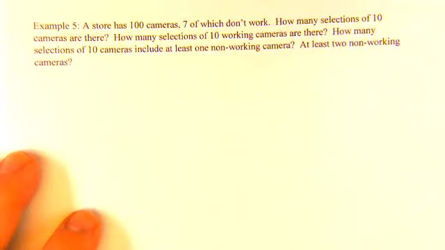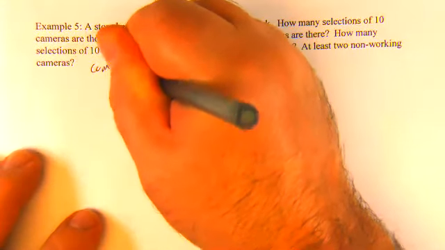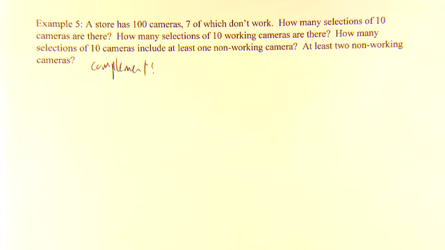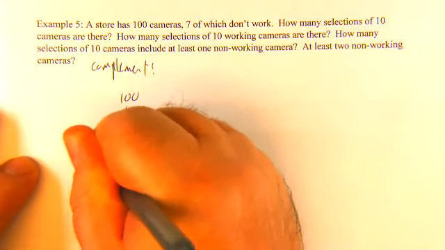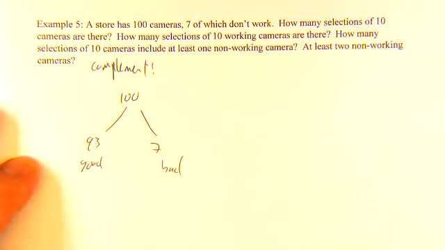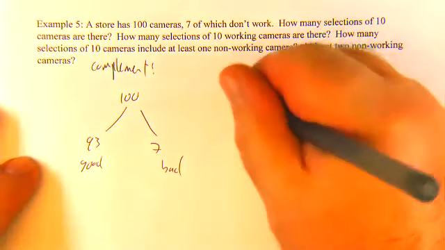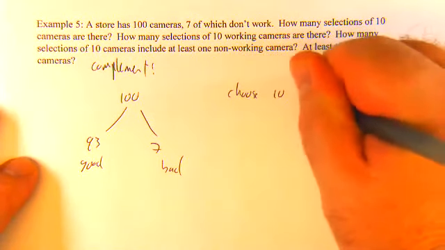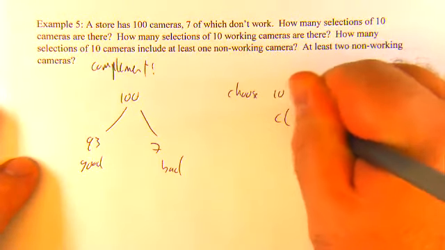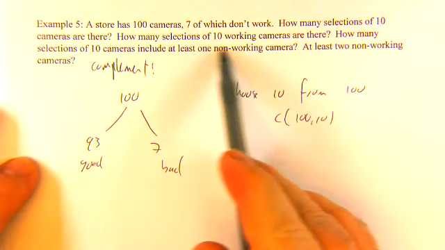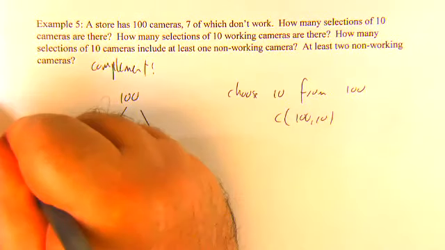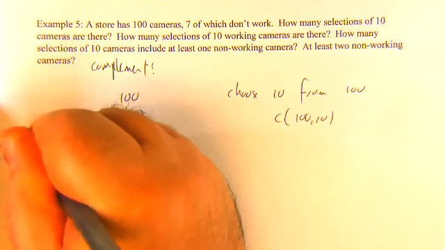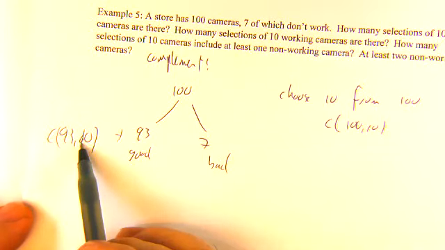Okay, and finally, this is another complement problem. 100 cameras, 7 of which don't work. So we have 100 cameras, 93 are good, 7 are bad. Selections of 10 cameras: C(100,10). How many selections of 10 working cameras? Well, we just take C(93,10). We have 93 working cameras. We can pick 10 of those.